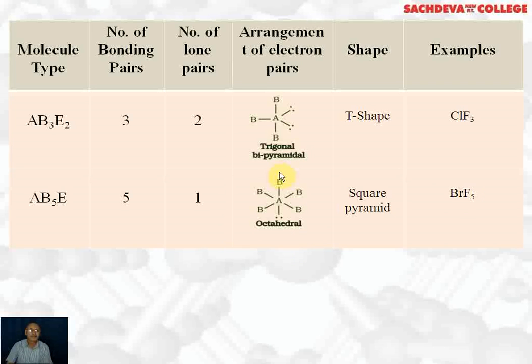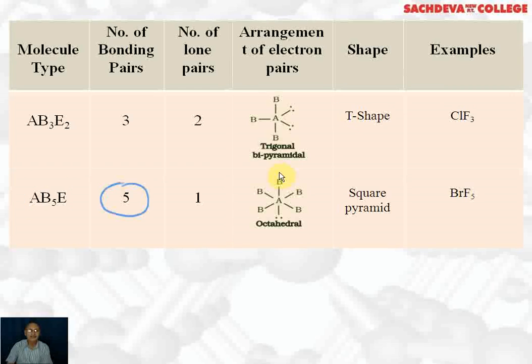Next type we are taking is AB3E2. That is, there are three bonded pair of electron and two lone pair of electrons. Expected geometry again is trigonal bipyramidal. Actual shape of the molecule is T-shaped molecule. Examples are ClF3, BrF3, ICl3 and so on.